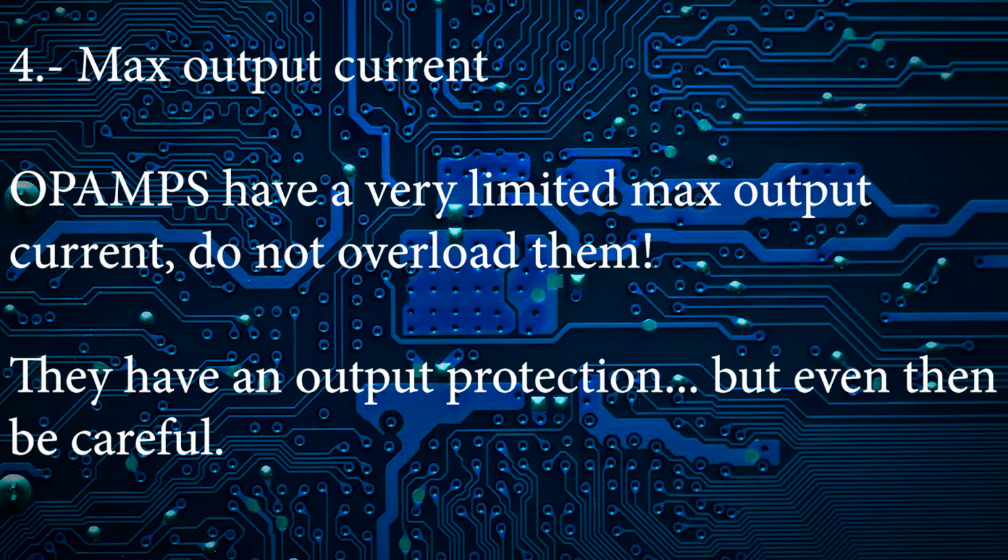Another aspect of amplifiers that we must consider is the issue of output current. Operational amplifiers do not usually have high current levels, typically below 100 milliamps per output. Therefore, we must take this into account when implementing an amplifier. What can happen if we don't respect this value? Let's see it in the test.